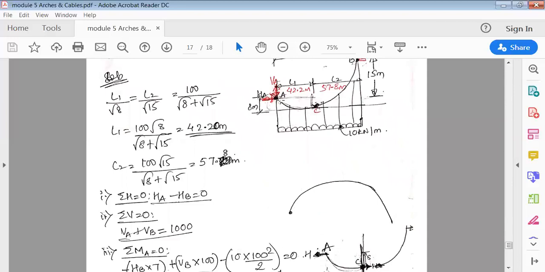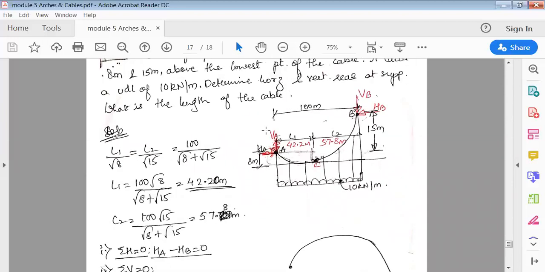Then moment about A. Find moment about A. Now see here how to find this moment about A is HB into this distance. See here, this is 8. Complete height is 15. Okay, so 15 minus 8 is this distance. Okay, complete height is 15.